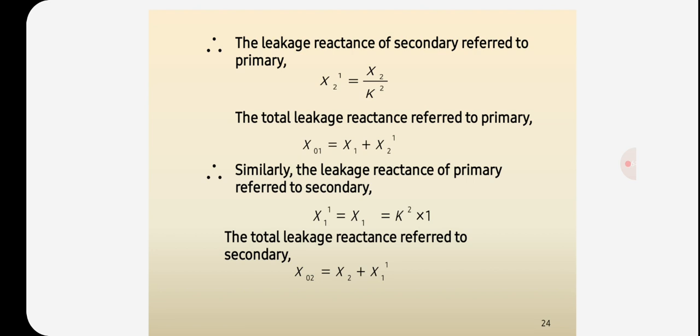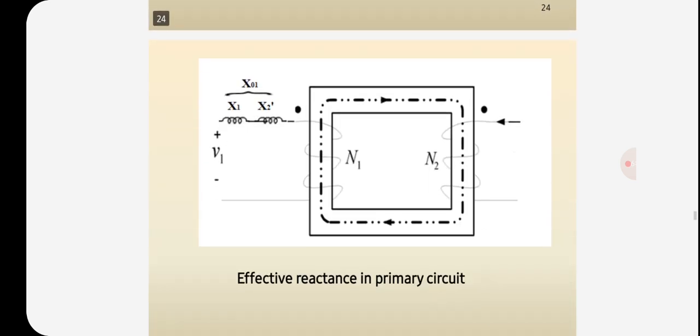So the total leakage reactance referred to secondary, X naught 2, is equal to X2 plus X1 dash. So this is the effective reactance in the primary circuit. Here the primary leakage reactance X1 is equal to EL1 by I1 ohm, and secondary leakage reactance X2 is equal to EL2 by I2 ohms. The primary voltage V1 will have to supply the reactance drop I1 X1 in addition to I1 R1. Similarly, induced EMF E2 will have to supply the reactive drop I2 X2 in addition to I2 R2.